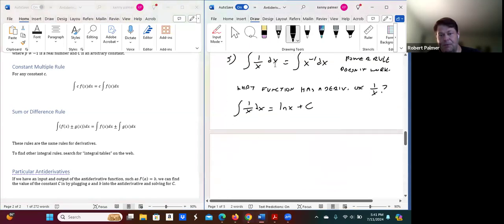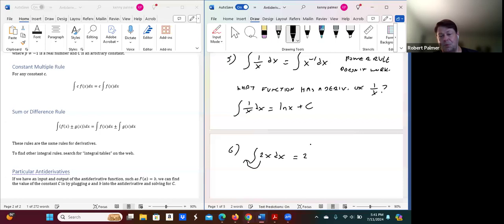So let's practice a bit with these rules. Let's say I can do the same one we've already done. So the indefinite integral of 2x dx. Okay, we already know this was x squared. But if you didn't know that, you could simply bring the constant out front.